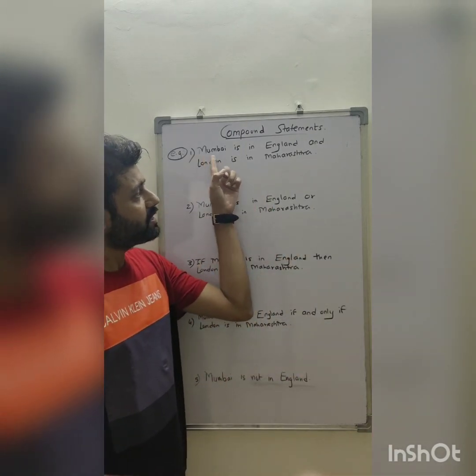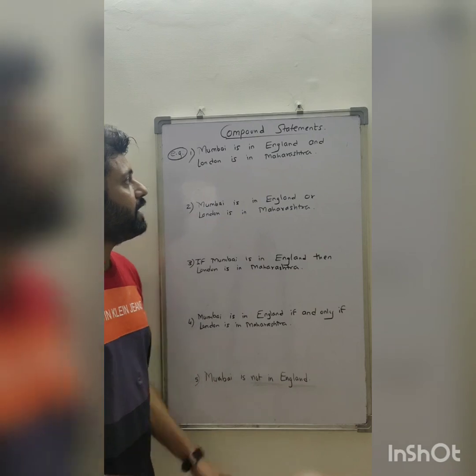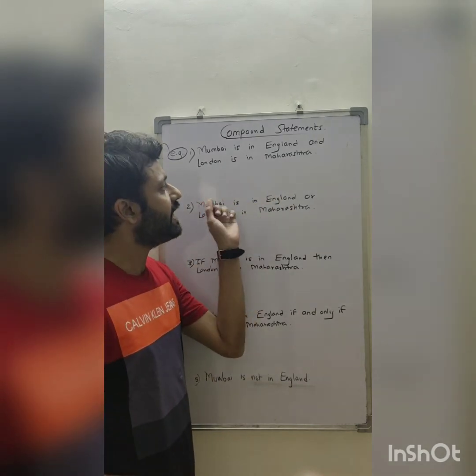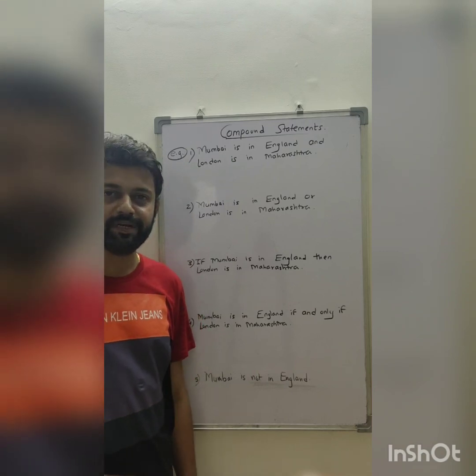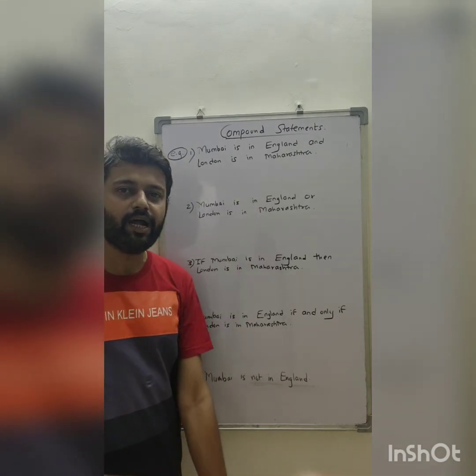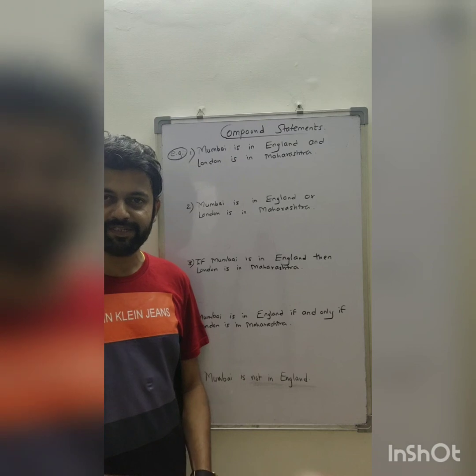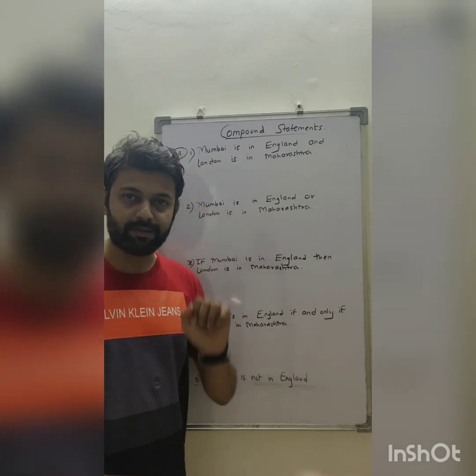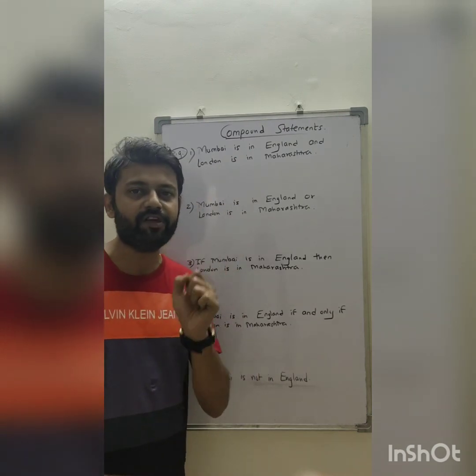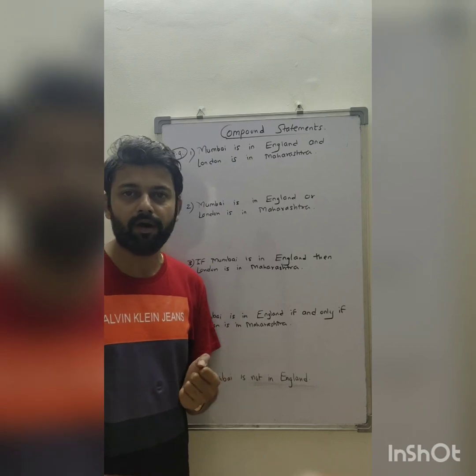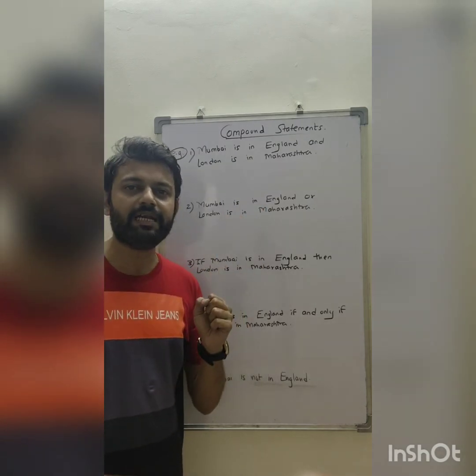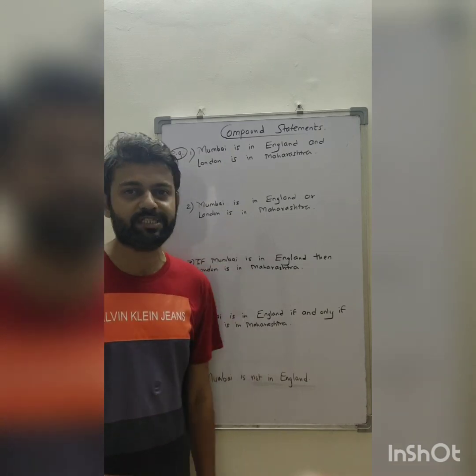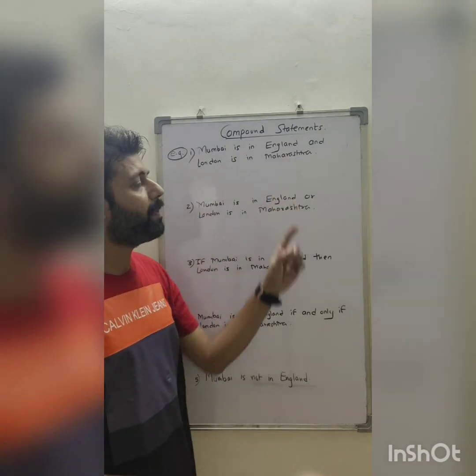Check the first statement. Mumbai is in England and London is in Maharashtra. This is a compound statement. You can clearly identify two simple statements, two atomic statements also you can say. You can use a scientific word, atomic statement, or a normal English word, simple. Two simple statements make one compound statement.